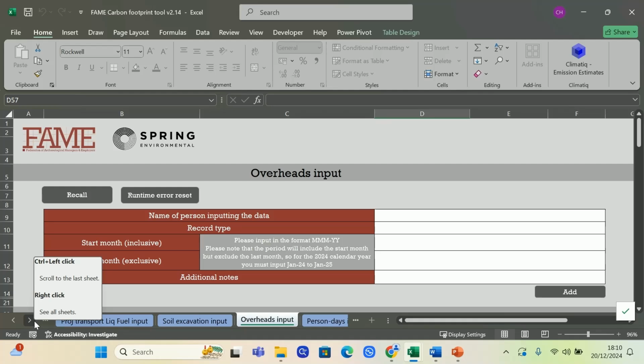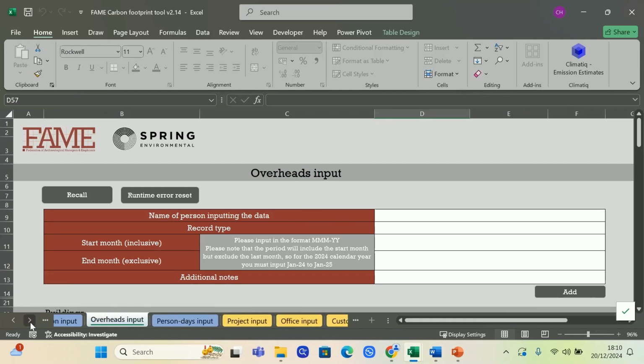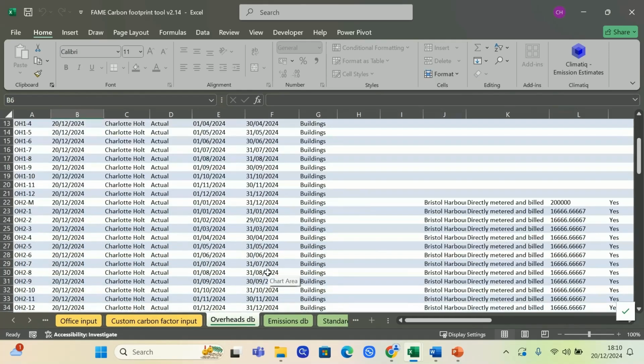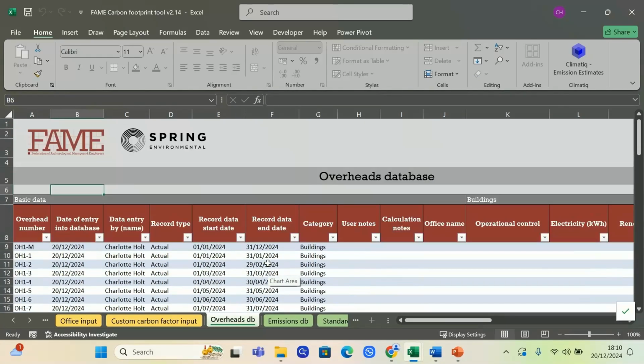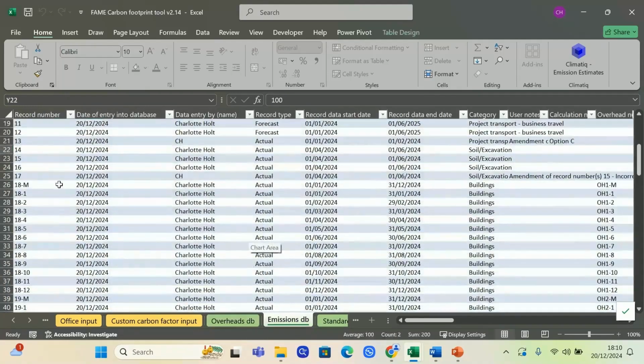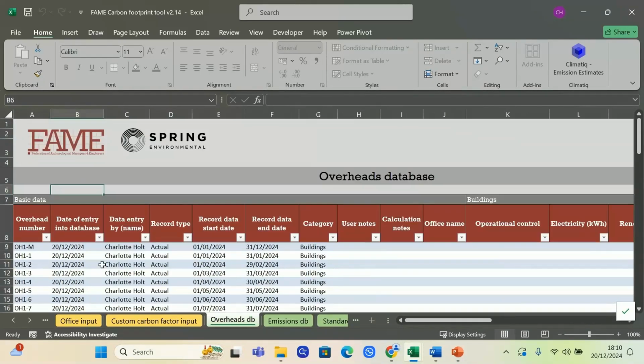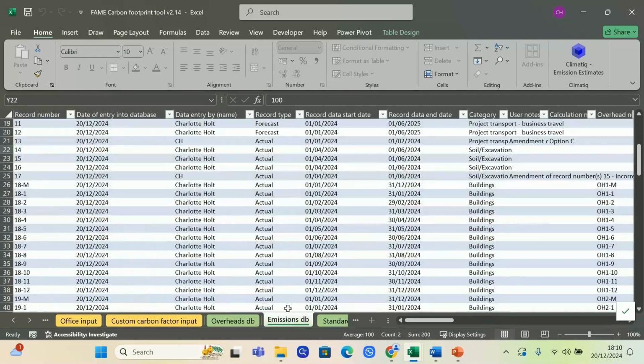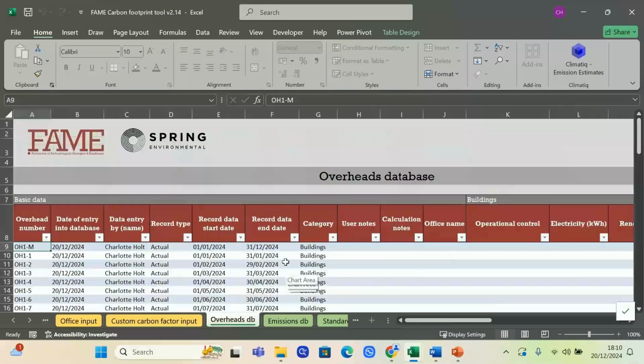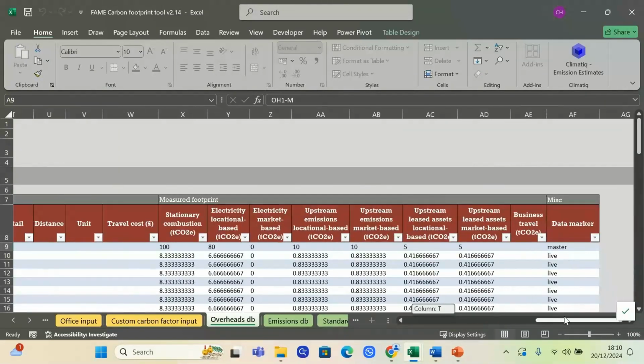So for the overheads data, it's going to appear in two databases. You've got your overheads database here, and you've also got your emissions database, which is here. In the overheads database, the record number is indicated by a prefix OH for overhead. So this identifies it as an overhead entry. And then if we navigate to the emissions database, this just contains the raw data of what we have input.